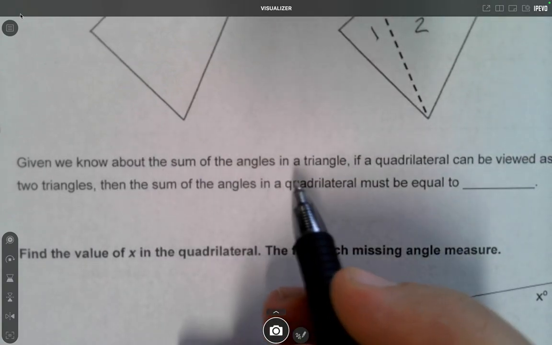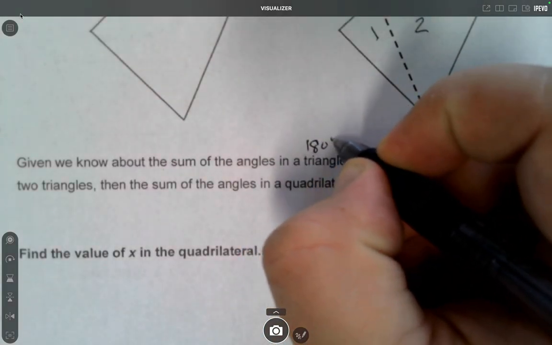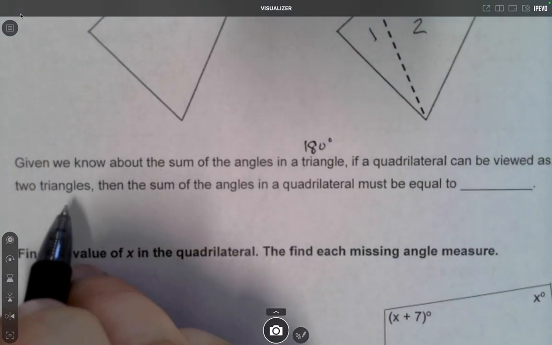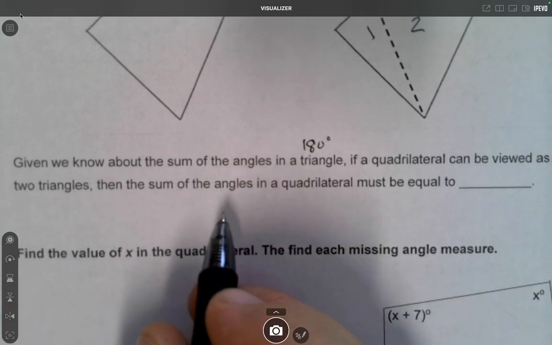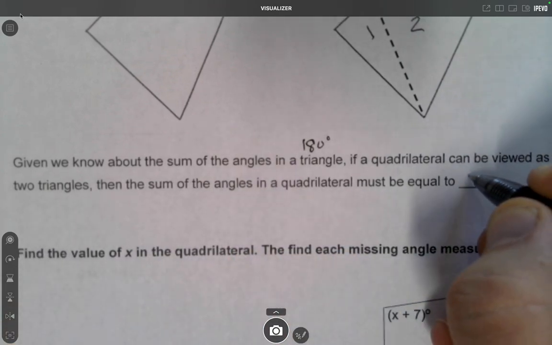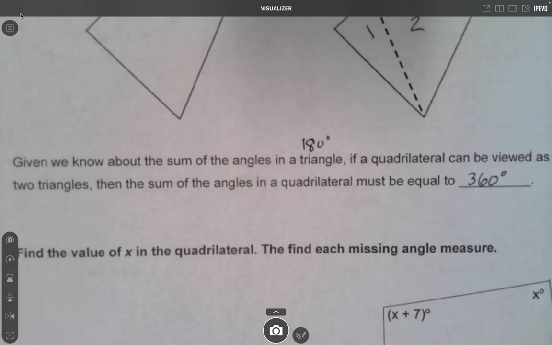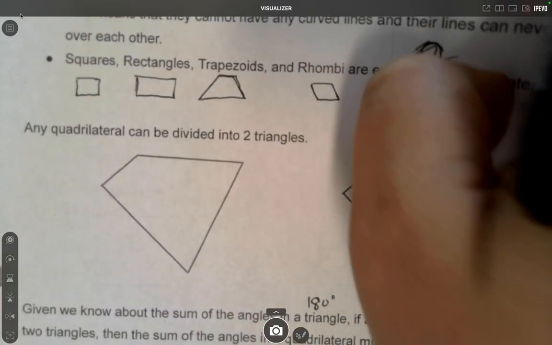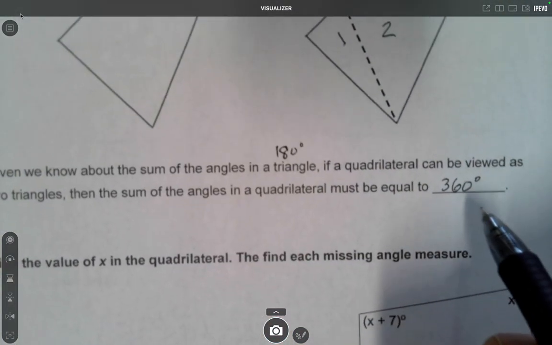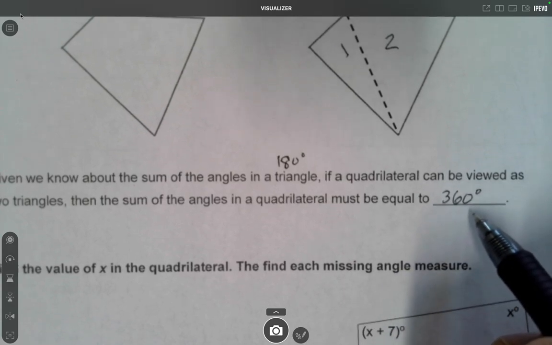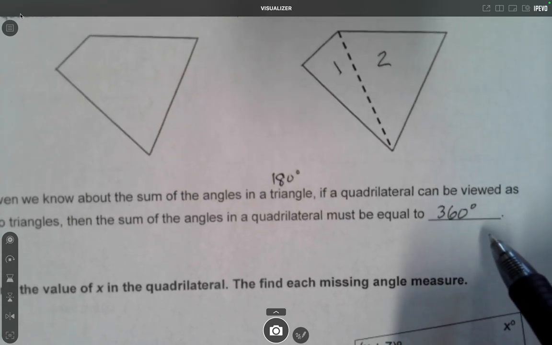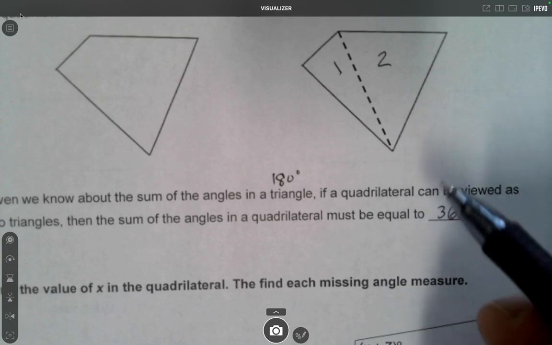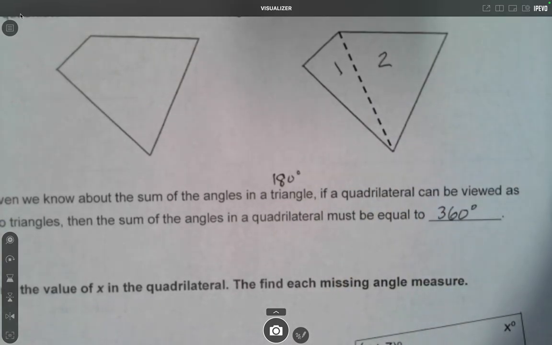Now here's the reason I'm pointing this out. We know the sum of the angles in a triangle. That's 180 degrees. So if a quadrilateral can be viewed as two triangles, then the sum of its angles must be double that, which makes it 360 degrees. So every quadrilateral, no matter what kind, and there's even kinds that aren't listed here, has a total of 360 degrees in its four angles, because they are really just made up of two triangles, which we know have a total sum of 180 degrees each. So 180 plus 180 equals 360.